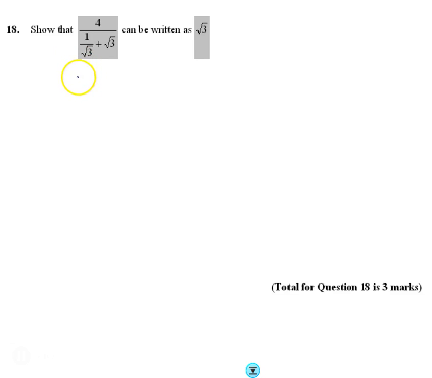There are several ways of doing it, but there is one quick way. Again, it's a spot. You've got to spot what to do here. Can you see you've got this nasty fraction within a fraction? So we want to try and get rid of that.